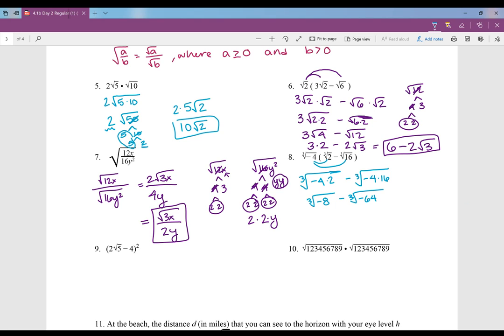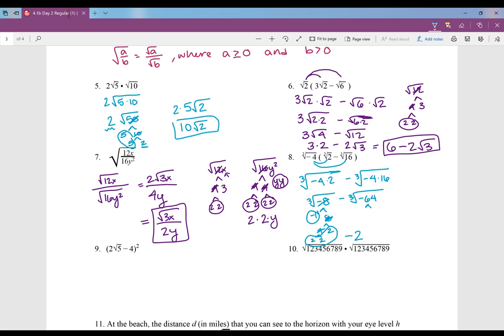And now we need to factor these. So negative 8, we pull out the negative 1. And then 8 is 4 times 2. And 4 is 2 times 2. Okay, and since we're doing a cubed root, we're looking for groups of 3. So we have 3 2's and our negative to pull outside. So the cubed root of negative 8 is negative 2.